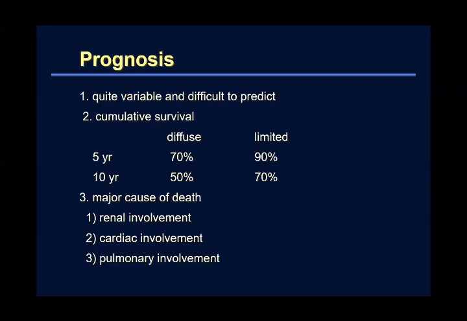So prognosis, if you have a diffuse disease and limited disease, 5 year survival in diffuse disease is 70% and limited disease is 90%. While 10 year survival in diffuse is 50% and limited disease is higher. So limited disease has a better prognosis as compared to a diffuse disease, because the major cause of death is renal involvement.